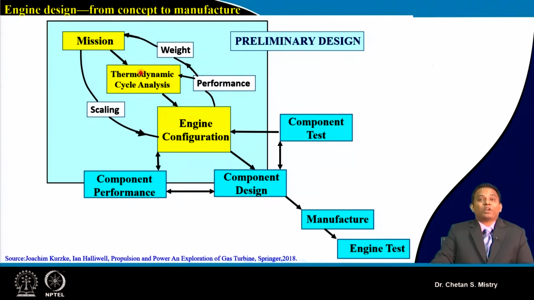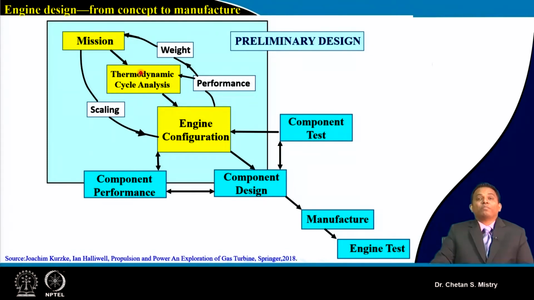Now when I say thermodynamic cycle analysis, that's where the strategy will come in, in the sense of selection of the engine. Whether we will be going with a turbojet engine, or with, say, a turbofan engine. And if you recall, we have a number of options available with us. Even for turbofan, we have a big classification that is available.